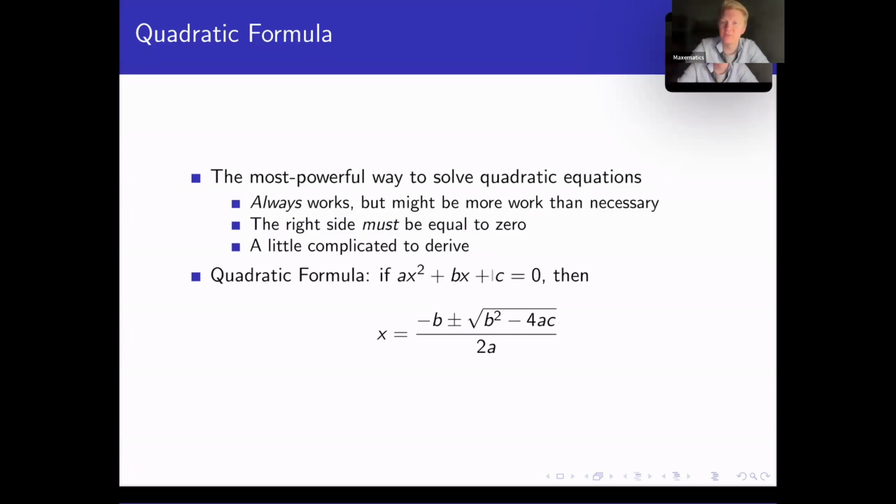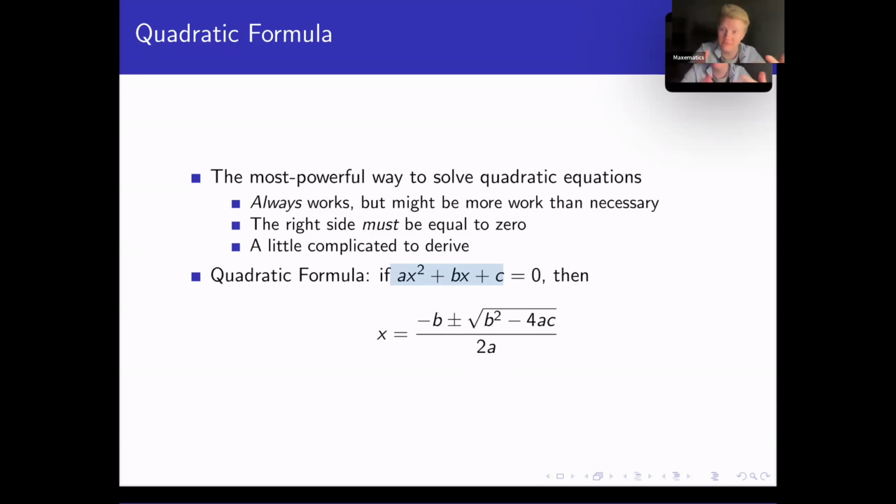For ax squared plus bx plus c equals 0, the solutions are right here. x equals negative b plus or minus the square root of b squared minus 4ac all over 2a, where a, b, and c all come from ax squared plus bx plus c. So if you know what a, b, and c are, you can go right for plugging in a, b, and c, and that's how quadratic formula works.